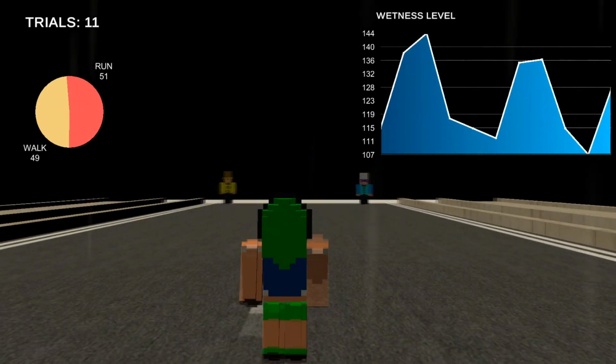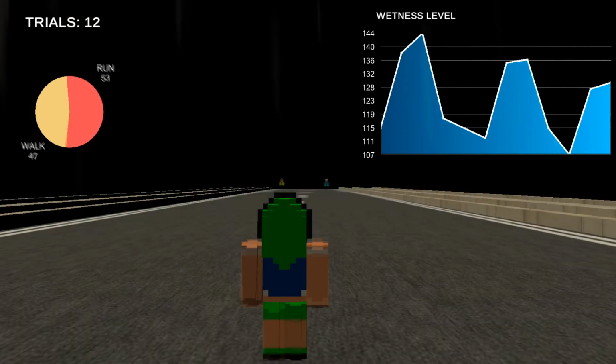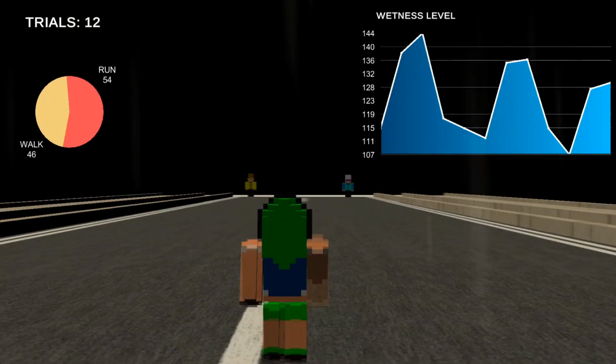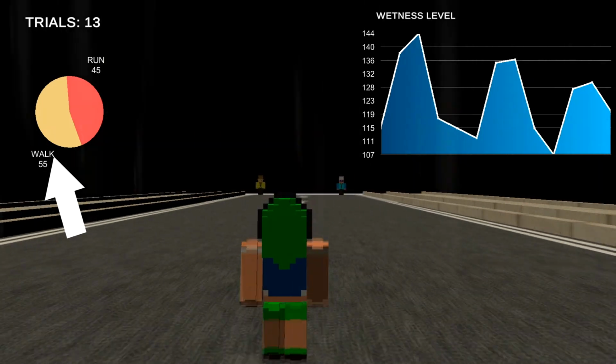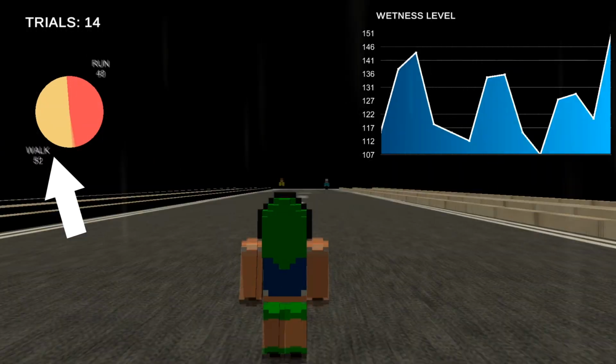Keep an eye out for these changes to understand how the AI learns over time. So far, the AI slightly favors walking over running. Let's speed things up a bit and see what happens next.